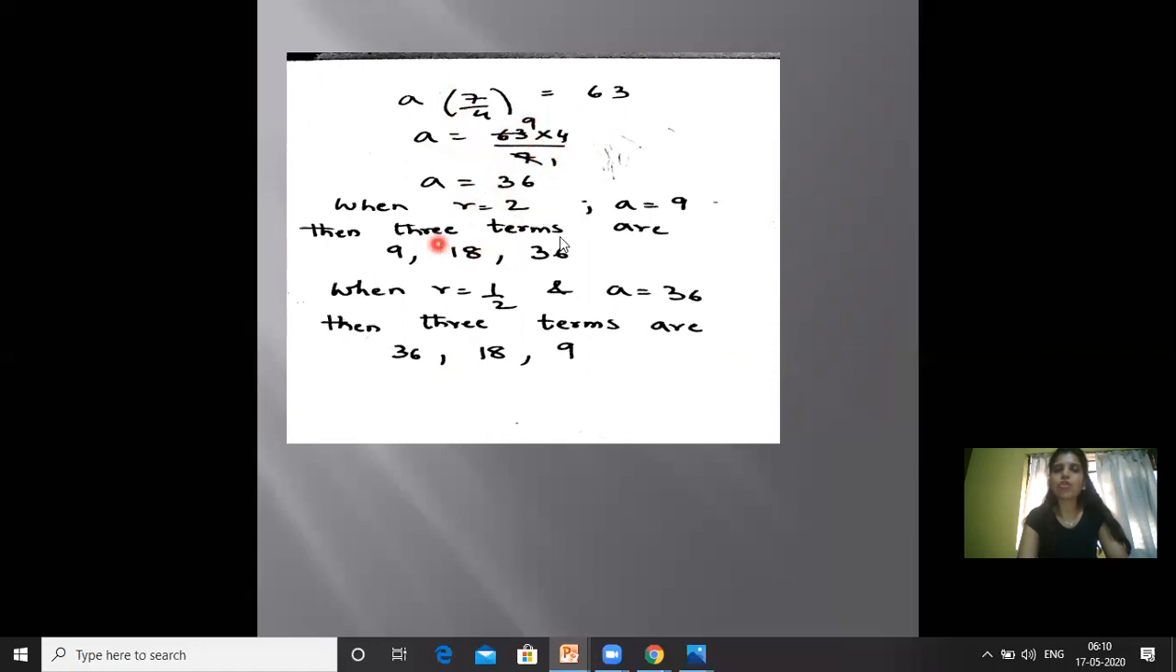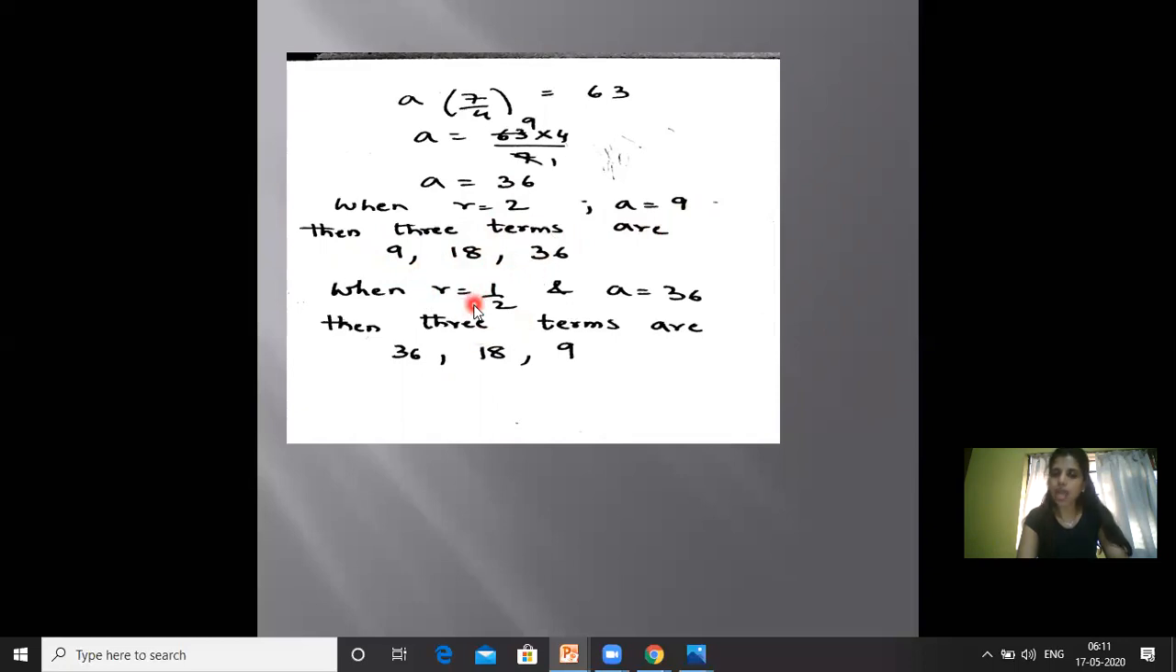So now we have got two values for r and two values for a. The three terms, as we had figured out, are a, ar, ar square. So if you see, 9, a, is the first term. When we multiply 9 into 2, we get 18. 18 into r, that is 2, 18 into 2, we got 36. So that is what we have got in the first case when r is 2 and a is 9: the three terms as 9, 18 and 36.